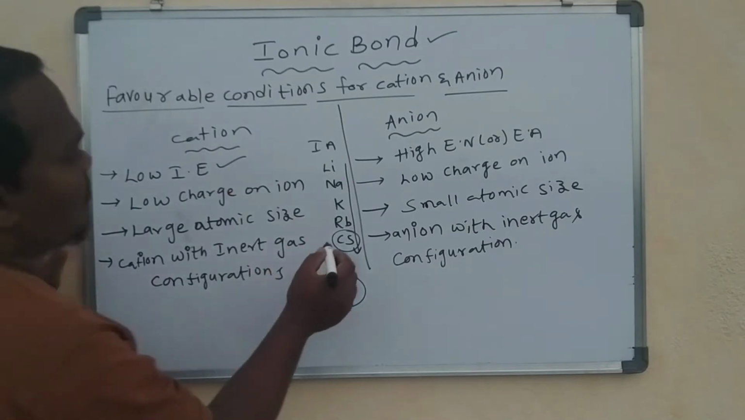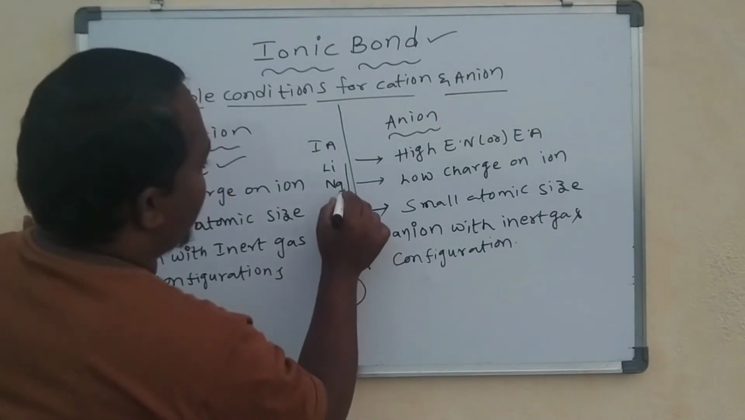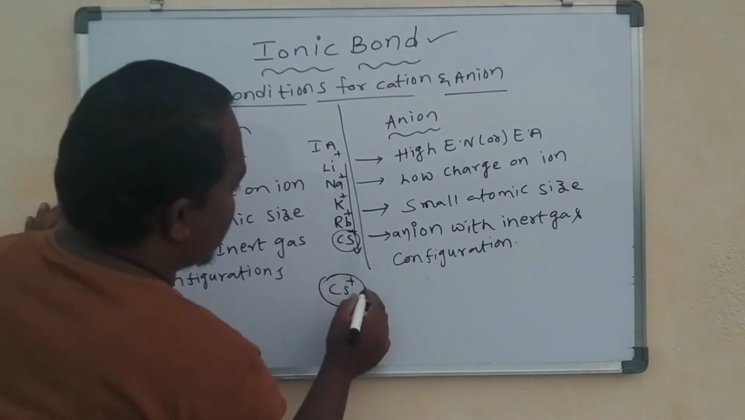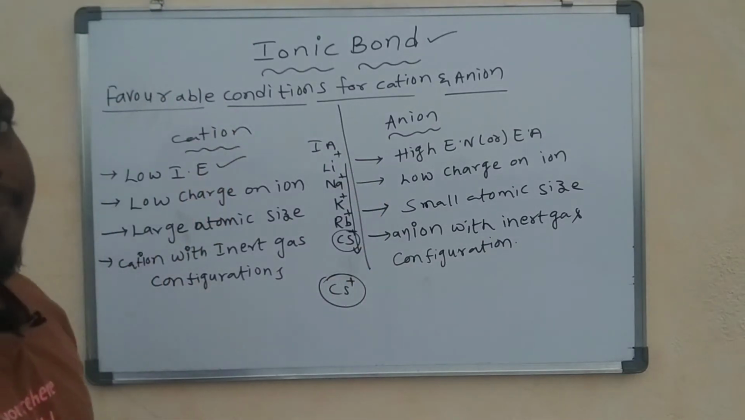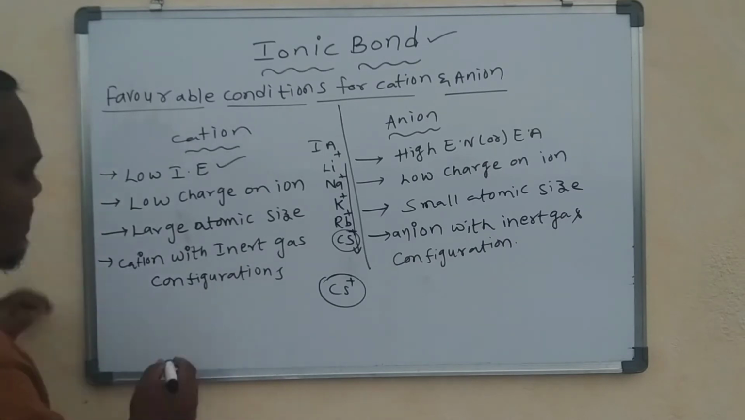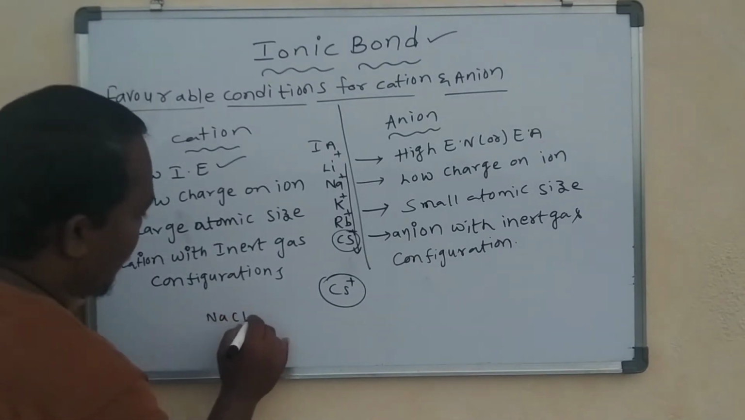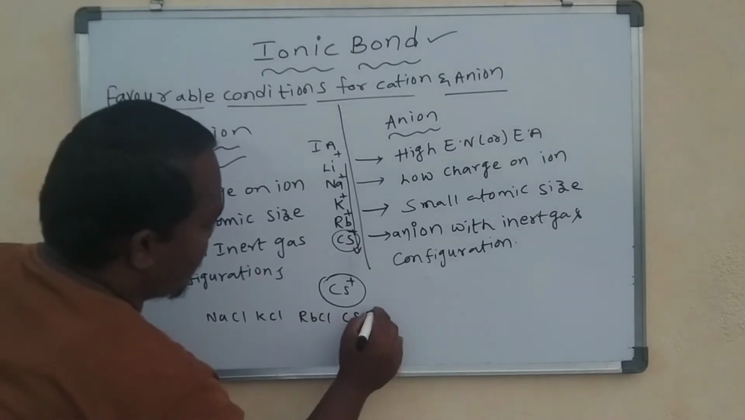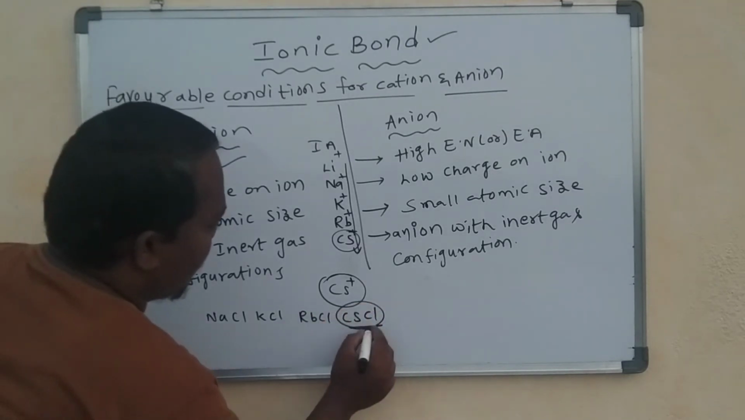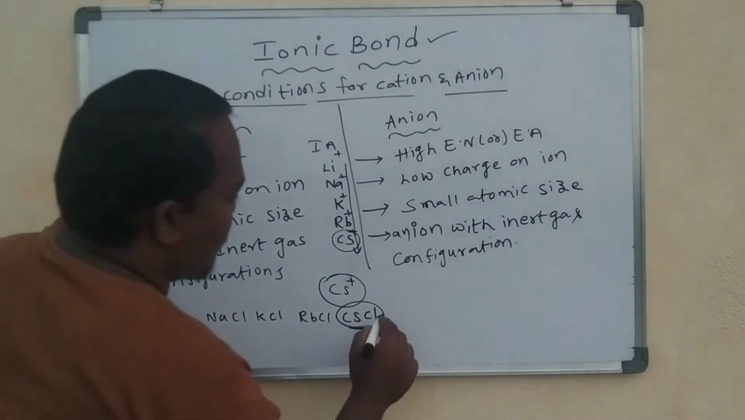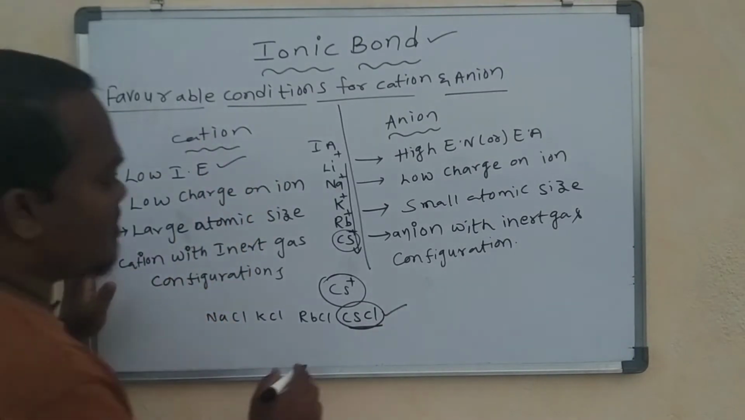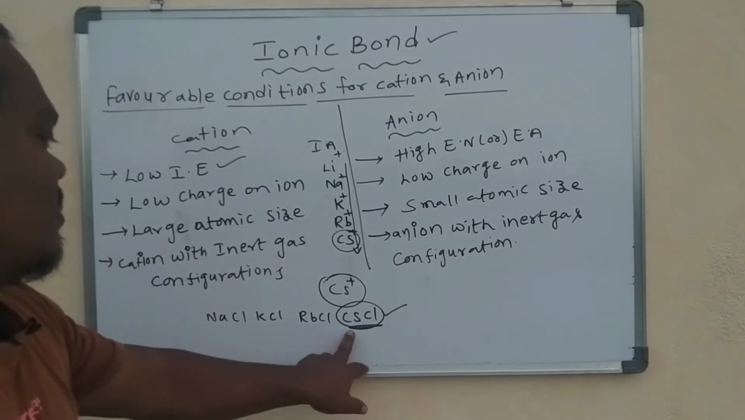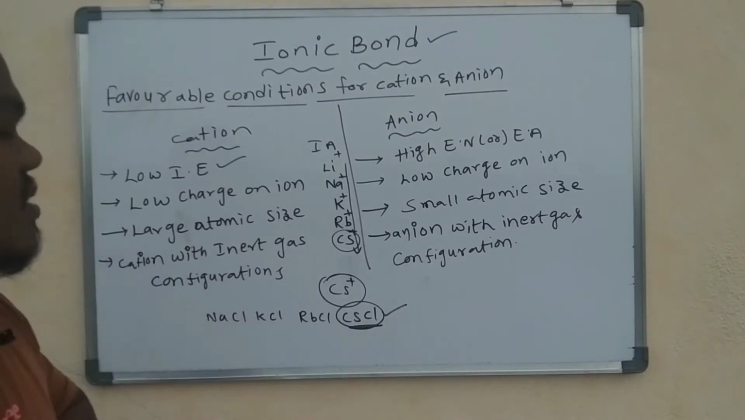So here, cesium plus, rubidium plus, K plus, Na plus and lithium plus: when we compare these, cesium plus is formed more. For example, let me take NaCl, KCl, RbCl and cesium chloride. When these compounds are formed, this is the most favorable compound, and a strong bond is formed between these two atoms compared to the others.